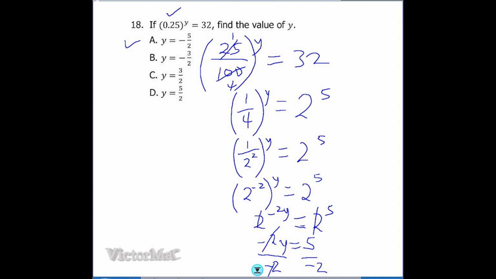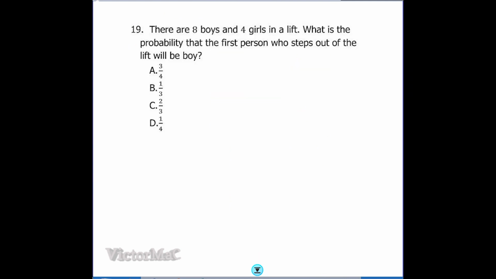Okay. The next one, number 19, is a question on probability. There are 8 boys and 4 girls in the lift. What is the probability that the first person who steps out of the lift will be a boy? Now we have 8 plus 4, that's 12 persons on the lift now. So typically, how many are boys?